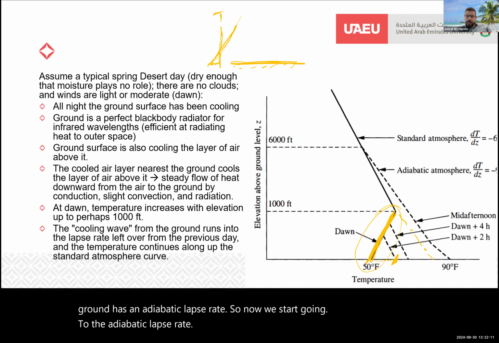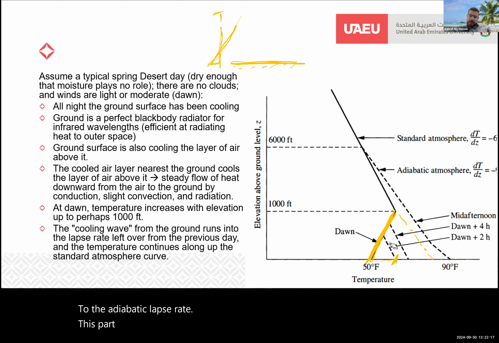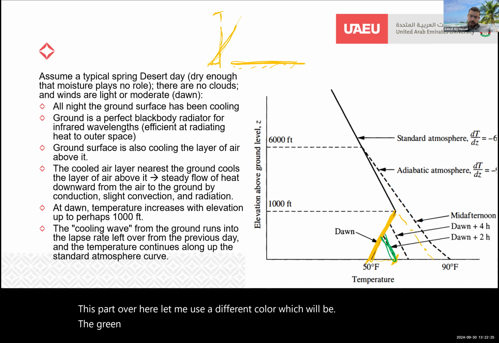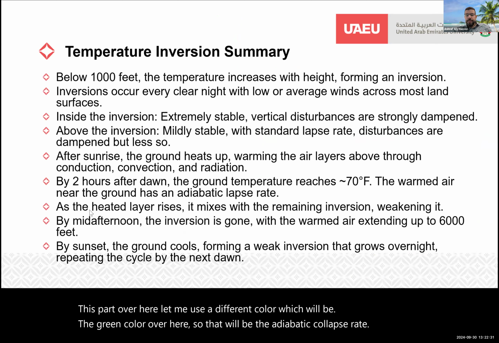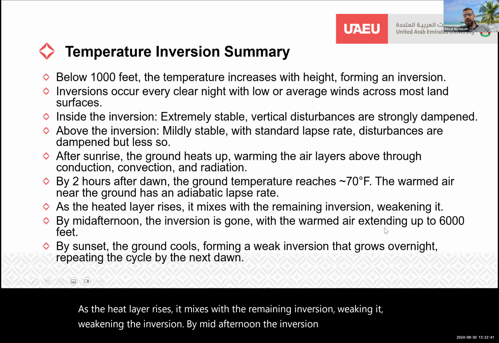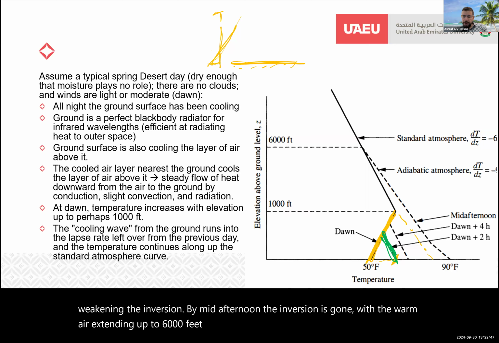which is this part over here. Let me use a different color, which will be the green color over here. So that will be the adiabatic lapse rate. Now, as the heated layer rises, it mixes with the remaining inversion, weakening the inversion. By mid-afternoon, the inversion is gone, with the warmed air extending up to 6,000 feet. So mid-afternoon, it keeps weakening the inversion, you see here.